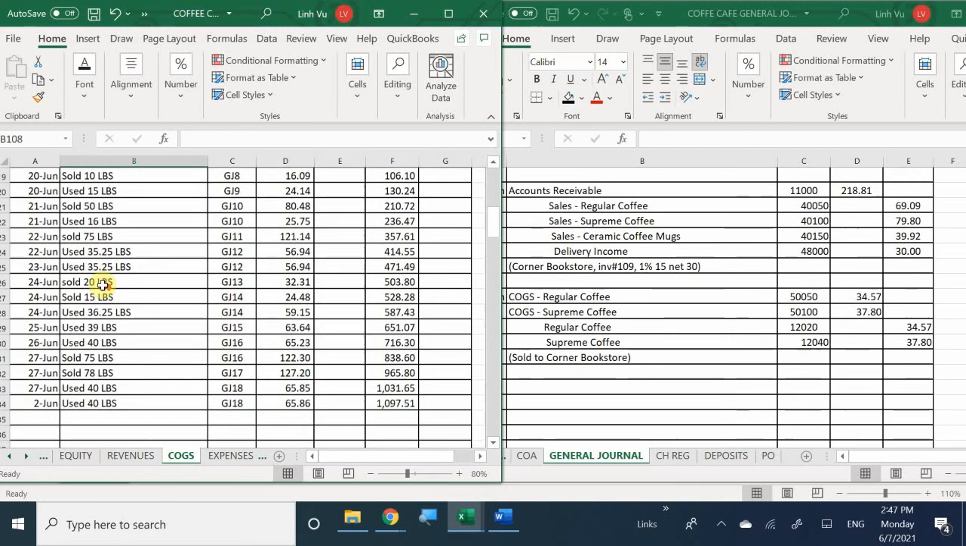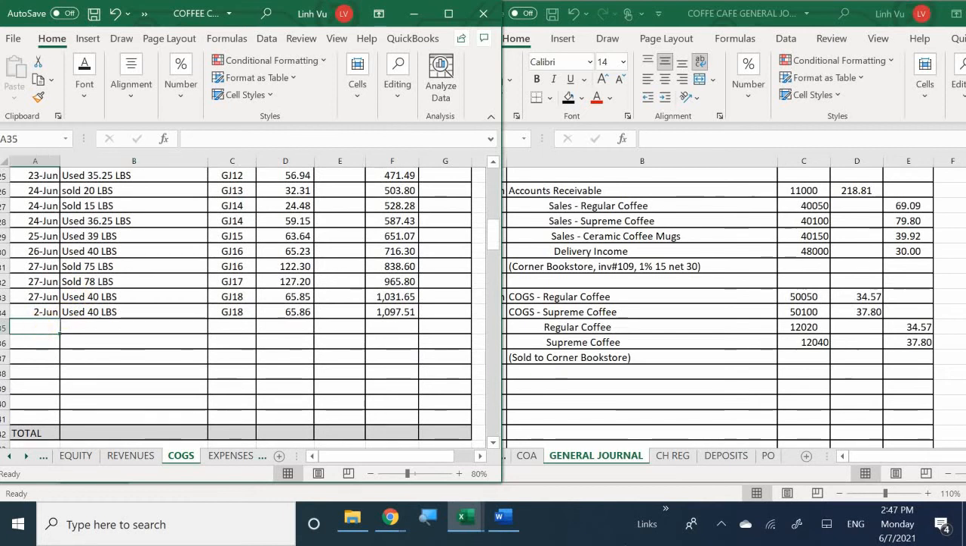General ledger. So then we put 629, sold 21 pounds. DJ maintain for 34.57. Sorry, 34.57.